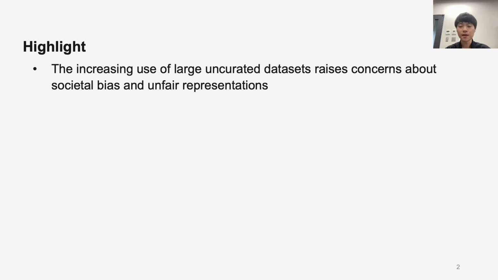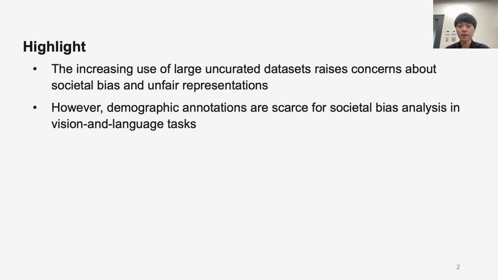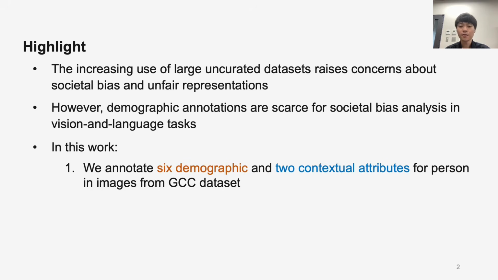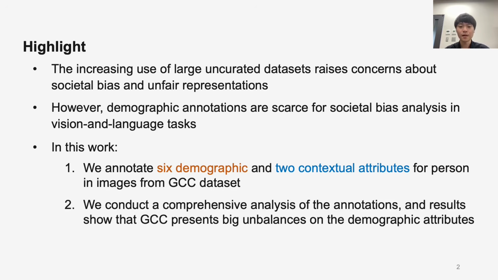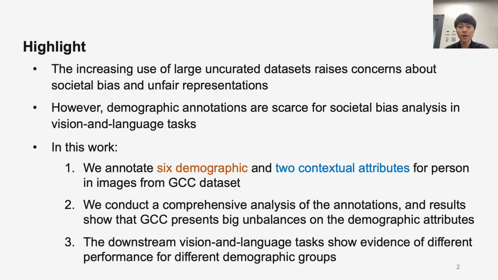Recently, the increasing use of large uncurated datasets raises concerns about societal bias. However, demographic annotations are scarce for societal bias analysis in visual and language tasks. To address this problem, we annotate 6 demographic and 2 contextual attributes for personal images from GCC dataset. Also, we conduct a comprehensive analysis of the annotations, and the results show that GCC presents big imbalances on the demographic attributes. Moreover, we conduct evaluation of bias in prevailing visual and language tasks. These downstream tasks showed evidence of different performance for different demographics.